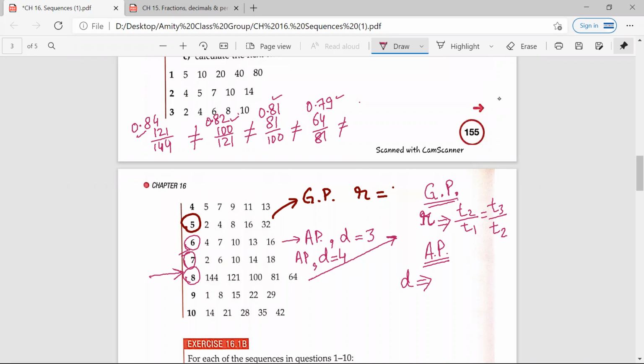And if we claim that it is an AP, then I'll try to do T2 minus T1, T3 minus T2, and all of these should be equal. Soumyaji, are you getting the logic?